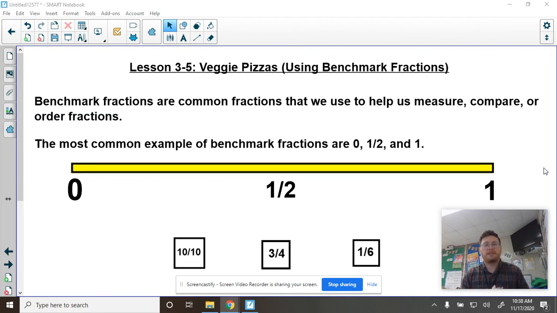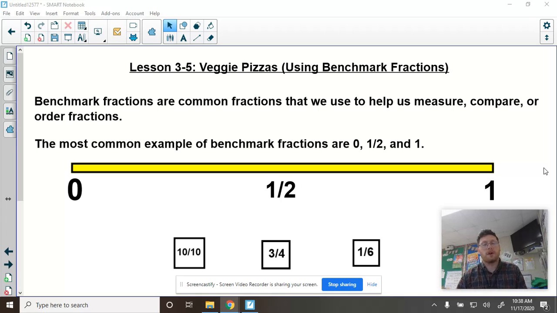They call it veggie pizzas, but we're going to call it using benchmark fractions. Now, with this lesson, it's actually a 2-day lesson, but we're going to condense it down into 1 day for this activity. All right, so what we're going to do is talk about what a benchmark fraction is, and then we are going to go into your activity in your math journal.